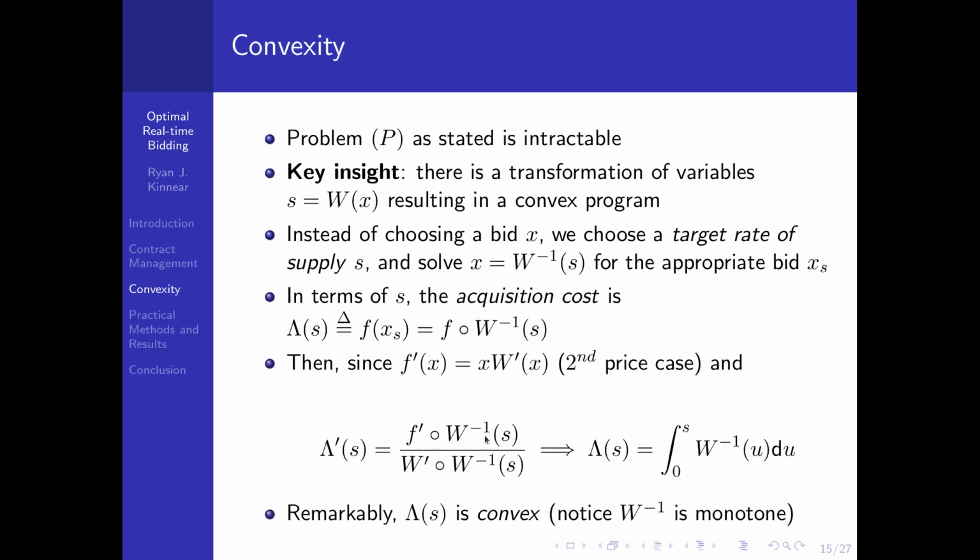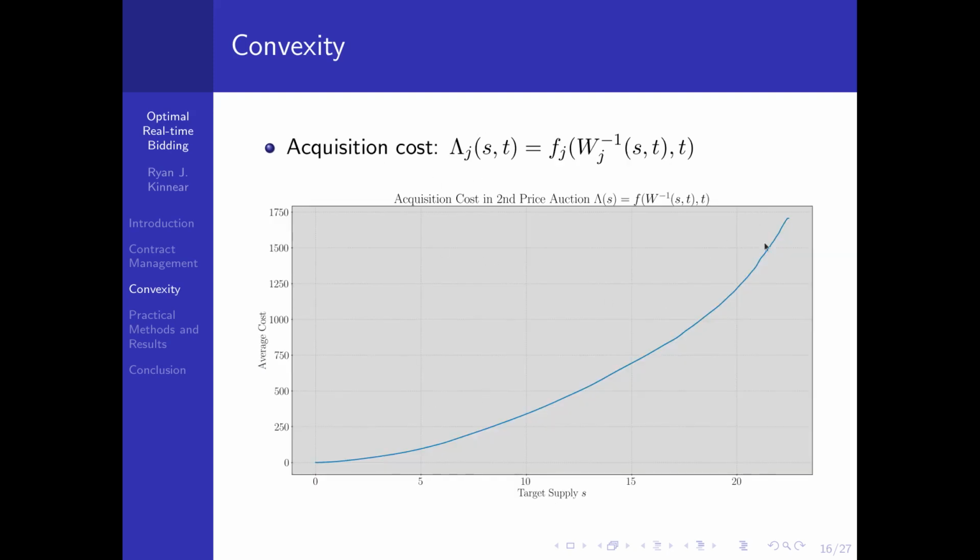So here are just some quick calculations to show that this is convex. Basically, in the second price case, lambda is equal to the integral of the quantile function of W, and because W is monotone, the derivative of this is monotone, and therefore it's convex. So to give another example here, if you remember, these F and W functions just had this arbitrary monotone character. There was no special structure.